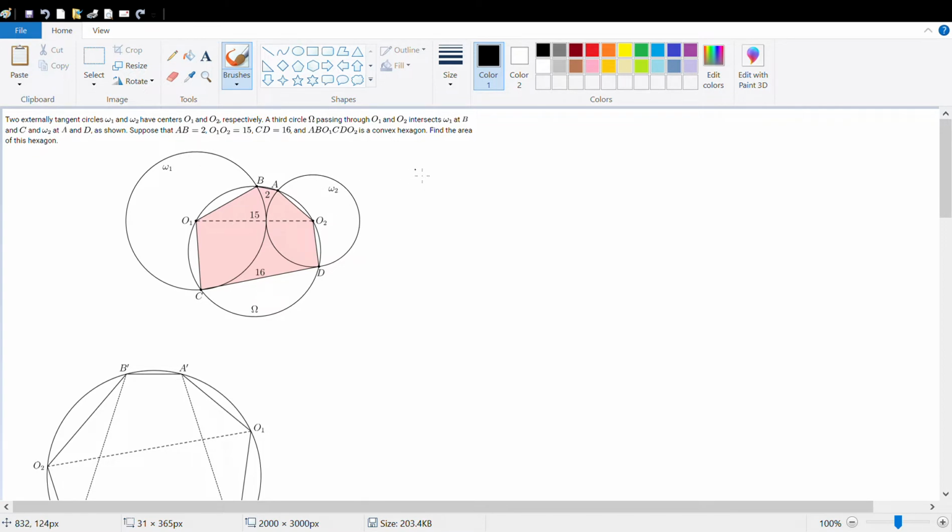So what we have is that since their radii are equal, O1B is equal to O1C, and we have that O2A is equal to O2B. And we also have that since omega 1 and omega 2 are tangent, the sum of the radii, or we can say O1B plus O2A, is equal to 15.